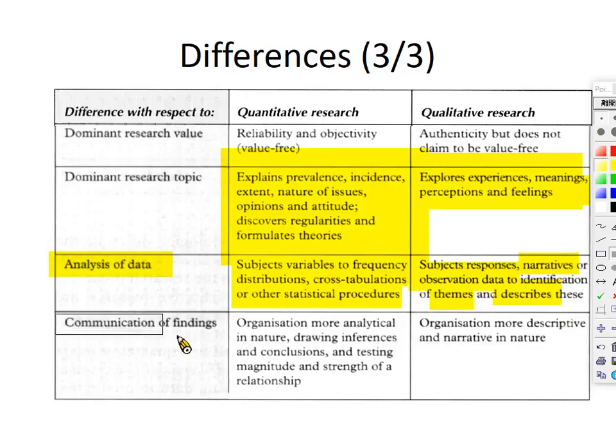Okay, the last part is communication of findings. Eventually, you have a research. You have to report your findings, right? So you have to communicate your findings to the general public. For quantitative research, basically, there is a lot of analytical communication. You draw inferences and conclusions, and test the magnitude and strength of the relation. You always test. Try to find out whether there is a significant relationship between this set of data and the other set of data. Another test, hypothesis testing.